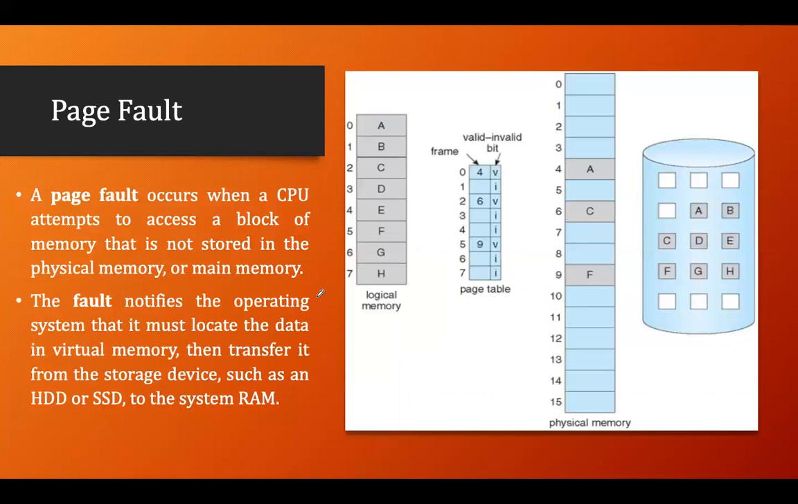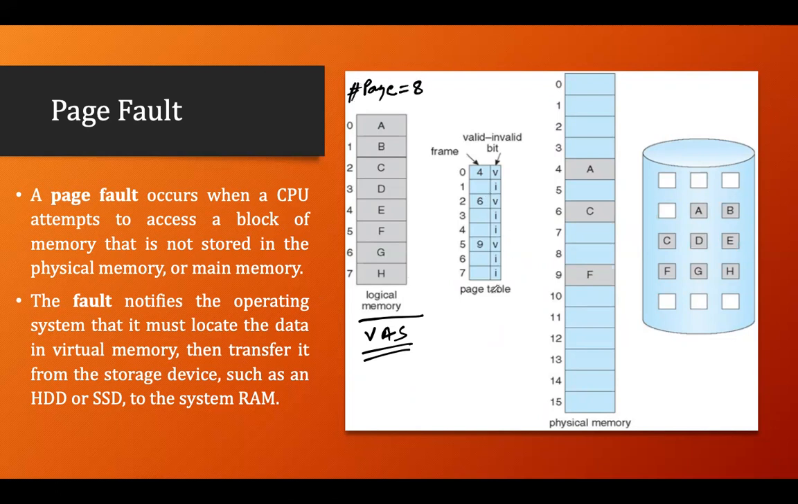Let's first understand why page replacement occurs. Let's assume that this is the logical memory, or you can say the virtual address space for a particular process, and that process is divided into, let's say, 8 pages. So how many pages are there? The number of pages is 8.